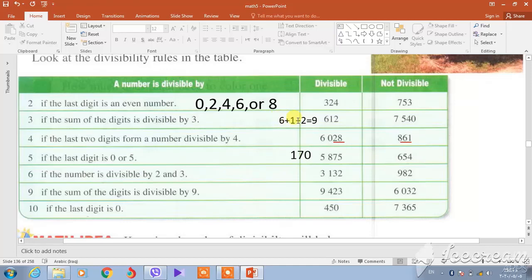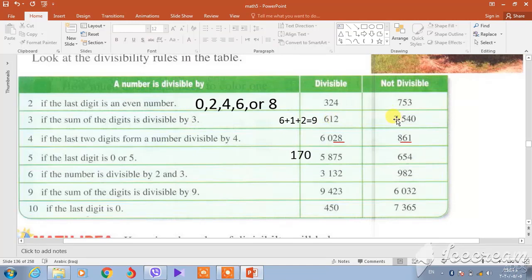We have 6, 1 and 2. 6 plus 1 plus 2 equals 9. 9 is divisible by 3. So 612 is also divisible by 3 because the sum of the digits is 9, and 9 is divisible by 3.